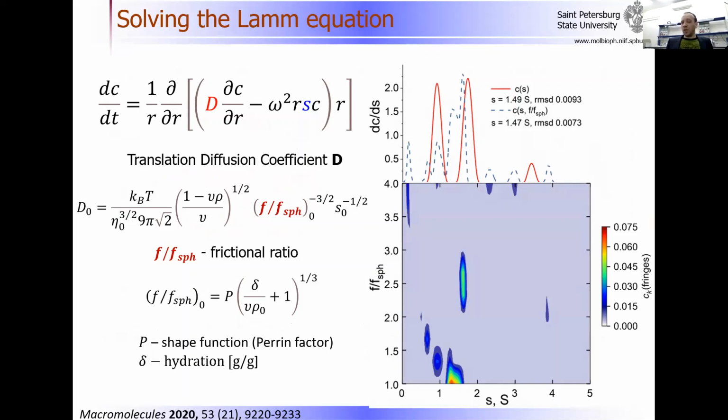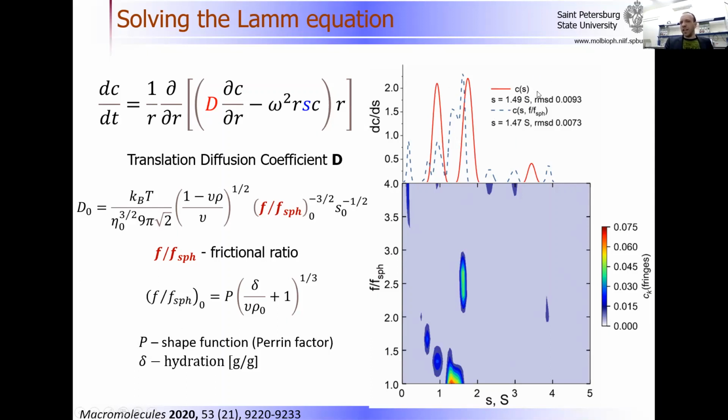The diffusion coefficient in this case is represented in terms of the friction ratio, a very popular construct in the biophysical area, which is related to the shape parameters and the hydration. For the analysis of the sedimentation velocity data, we used different models.